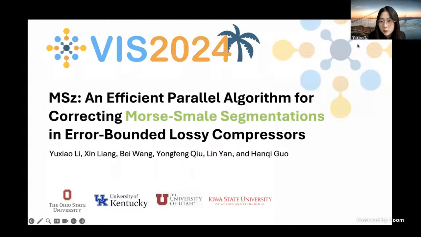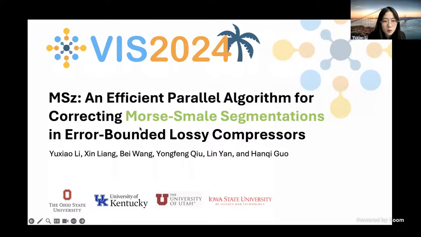My name is Yuxiao Li, a PhD student from the Ohio State University, and today I'm going to present our work titled MSC, an efficient parallel algorithm for correcting Morse-Smale segmentations in arrow-bound lossy compressors.